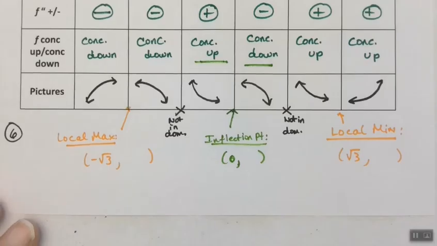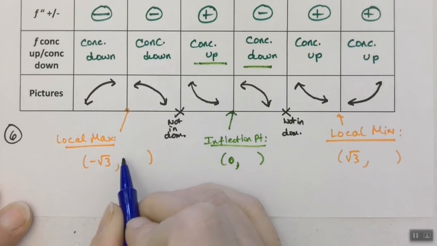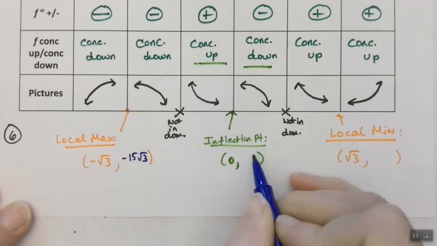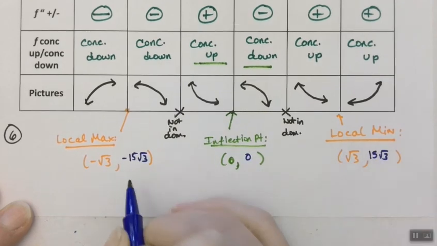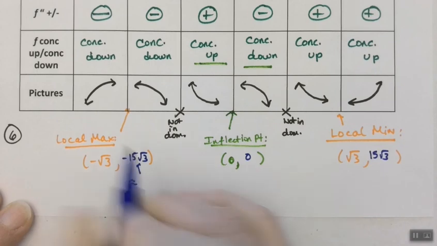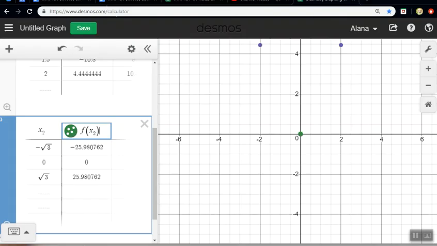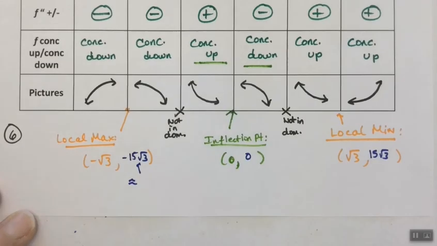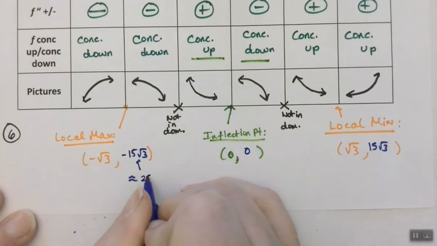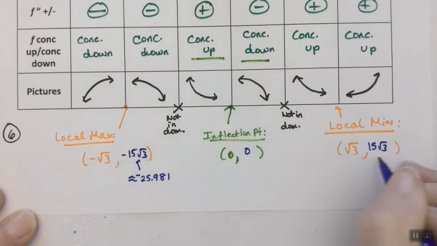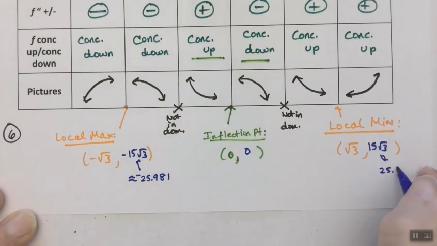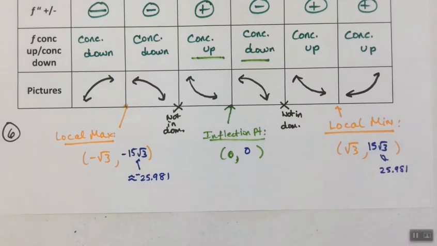If you want the more precise values, you'd actually have to do a little bit of algebra. So this would be negative 15 square root of 3. This is 0. This is positive 15 square root of 3, which is also approximately the value we just saw in Desmos, 25.981, negative, and this would be 25.981 positive. All right, we're done with steps 4, 5, and 6.